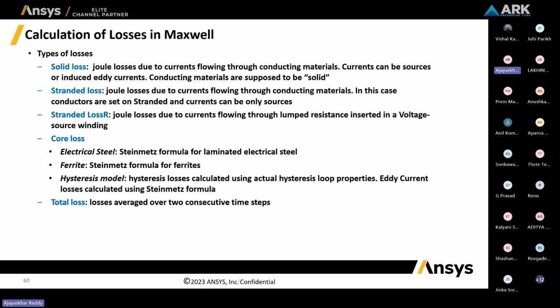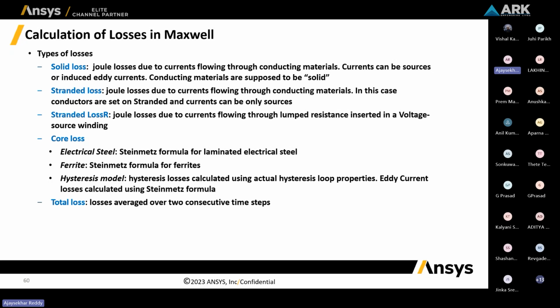But in the stranded loss R category, when you are going for voltage excitation, it is compulsory that we provide a series resistance to the excitation. This resistance includes the winding resistance, and if you want to add any specific resistance to the supply source, that can be added here. This resistance gives us the total stranded loss R when you supply the voltage excitation. This is the thing you have to remember when you are in transient analysis mode.